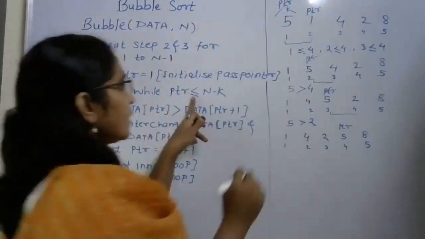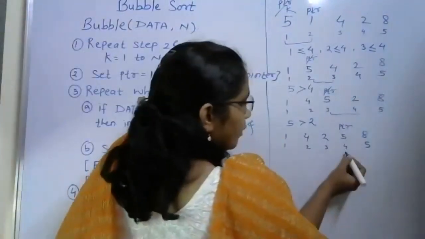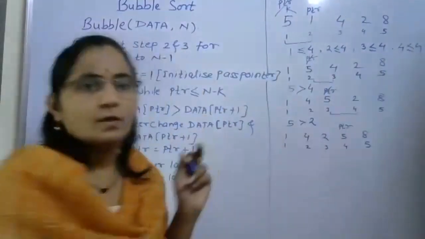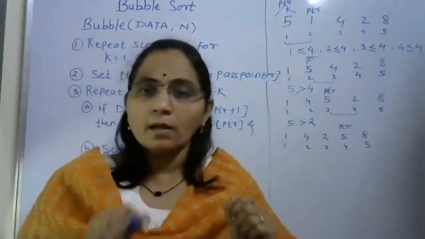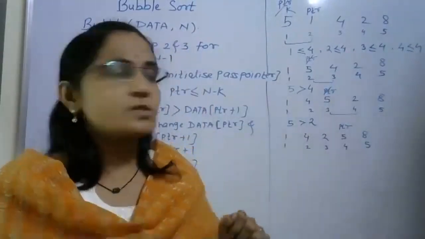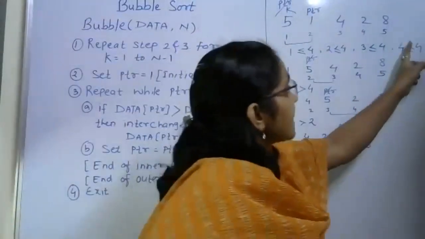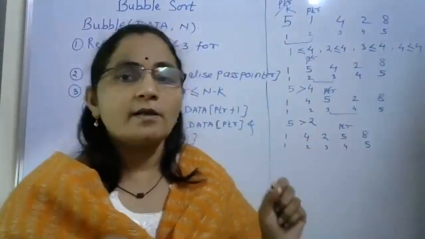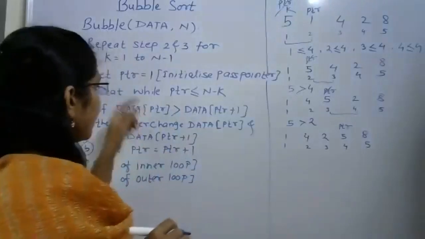While PTR is less than or equal to n minus k. Now what is the value of PTR? 4. So 4 is less than or equal to 4. The condition is still true. Why is the condition still true? Because 4 is less than or equal to 4, and that's why the condition is true. Again, it enters into the loop.